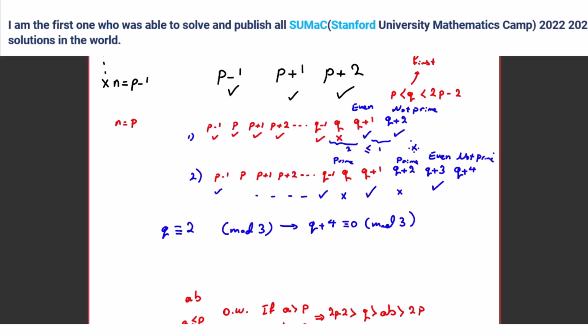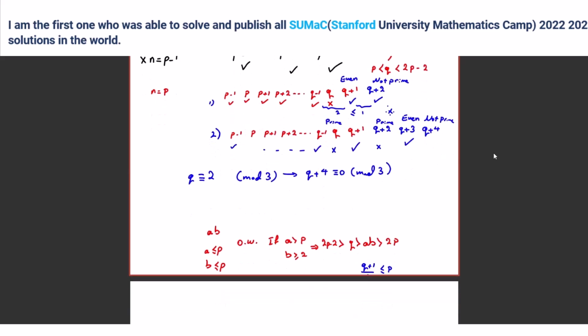Now, because it is not prime, if we say it is a divisor, the problem will be solved, right? Now try to see why this one is not prime. Which one? q plus 4 is not prime. Now try to see why it's a divisor.